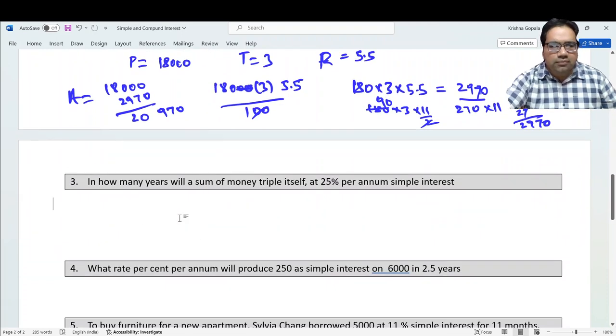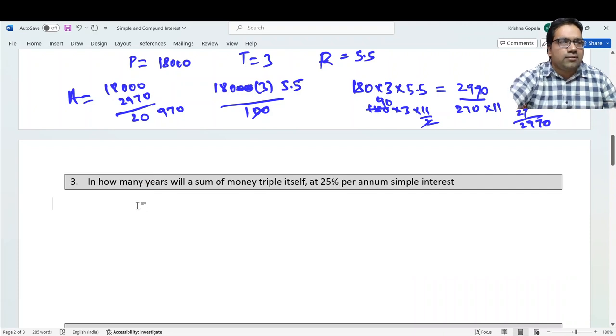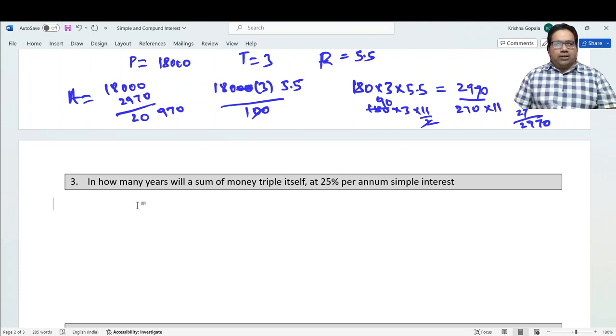Okay. Now, one more problem. In how many years will a sum of money triple itself at 25% per annum simple interest? Again, simple interest. P, T, R by 100. That is interest. This is the formula we should always remember. Interest equal to principal into time into rate by 100. This is the total interest. Now he is saying, in how many years will a sum of money triple itself? Let's say the original amount is P. How will it triple itself?